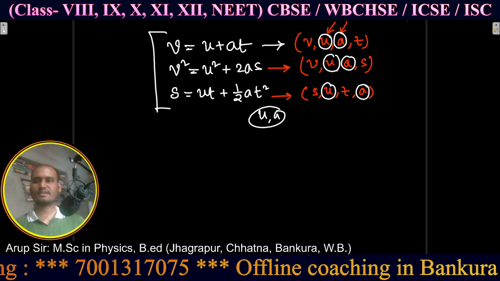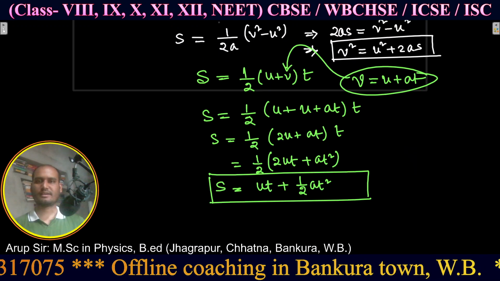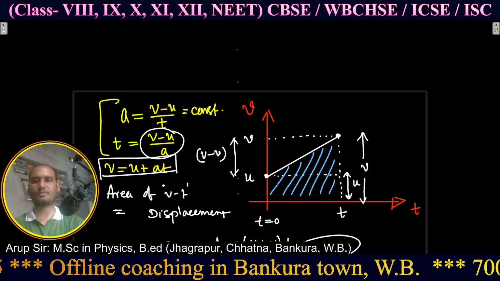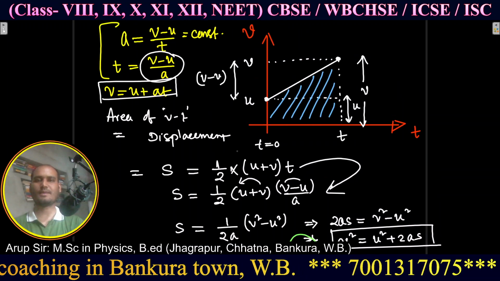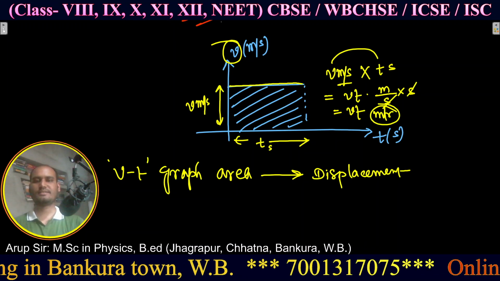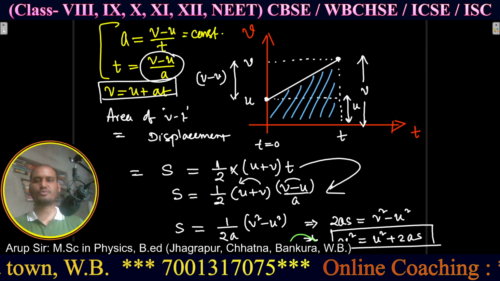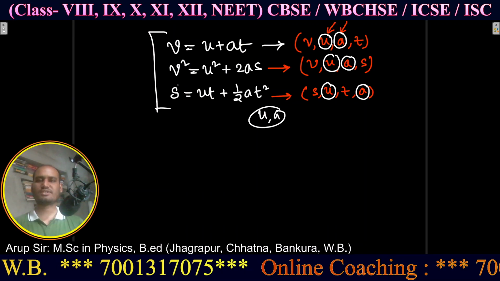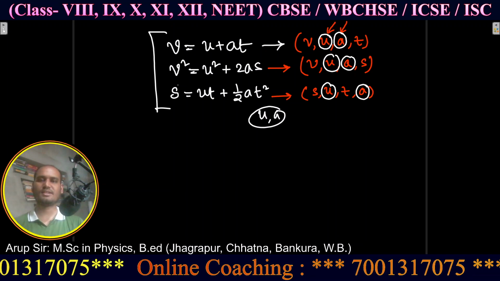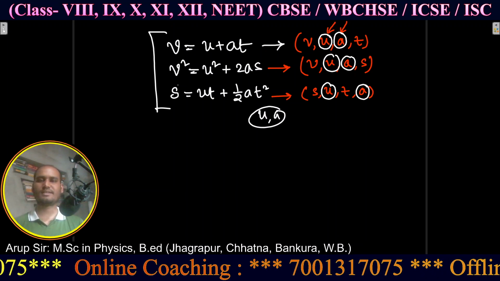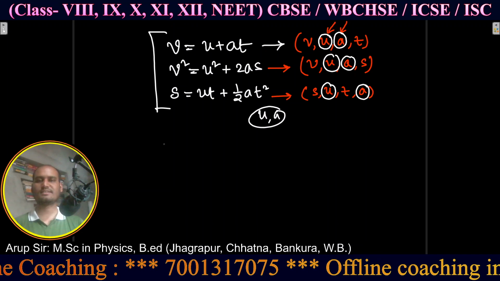So in the next class we will discuss more about the graphical representation. I have completed all the things related to graphical representation. And in the next class I am going to discuss more about these laws and what will happen in case of gravitational acceleration, what will happen in case of retardation. This kind of things I will discuss in the next class.